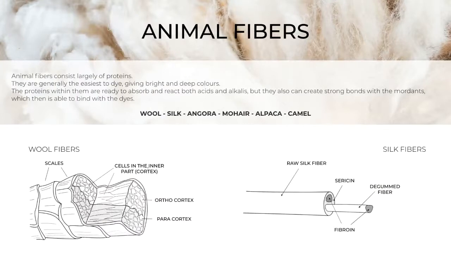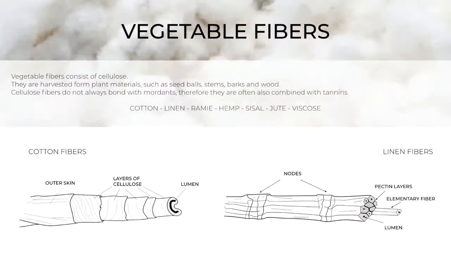When we look instead at vegetable fibers such as cotton, linen, ramie, hemp, but also sisal or jute and viscose, we are looking at materials that are fully based on cellulose. They have a much harder time absorbing and bonding with mordants, and this is why often, not always, they're combined with tannins, or they're scoured beforehand with sodium carbonate. This opens up the fibers much better so that the mordant can penetrate and then the dye can bond better with the mordant. And here you have two examples of cotton fibers and linen fibers to start understanding how these materials are made on the inside.